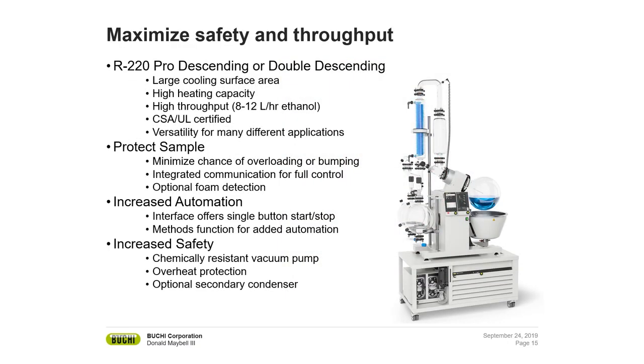So here at Büchi, we have multiple solutions, especially for cannabis extract applications. The main one being our descending or double descending R220 Pro. As you can see listed here, not only does it provide a large cooling surface area so you get adequate cooling capacity, but we also have high heating capacity so that you can really get the high throughput that you need.